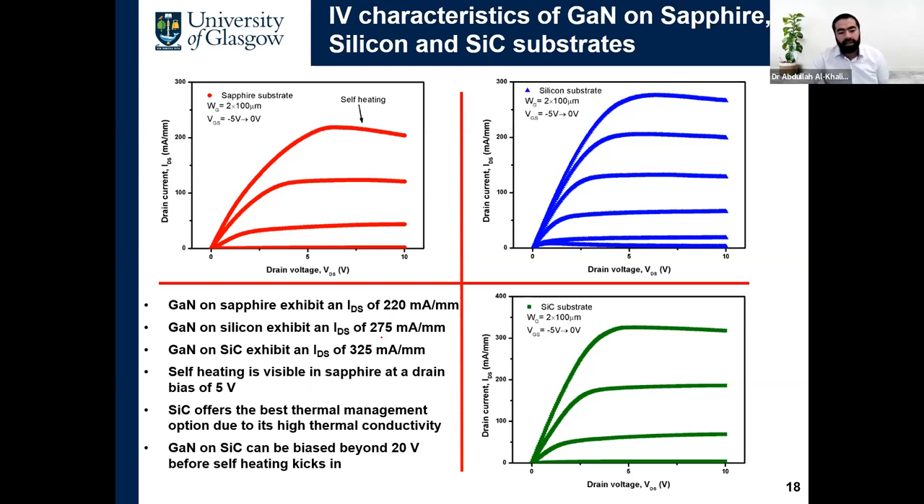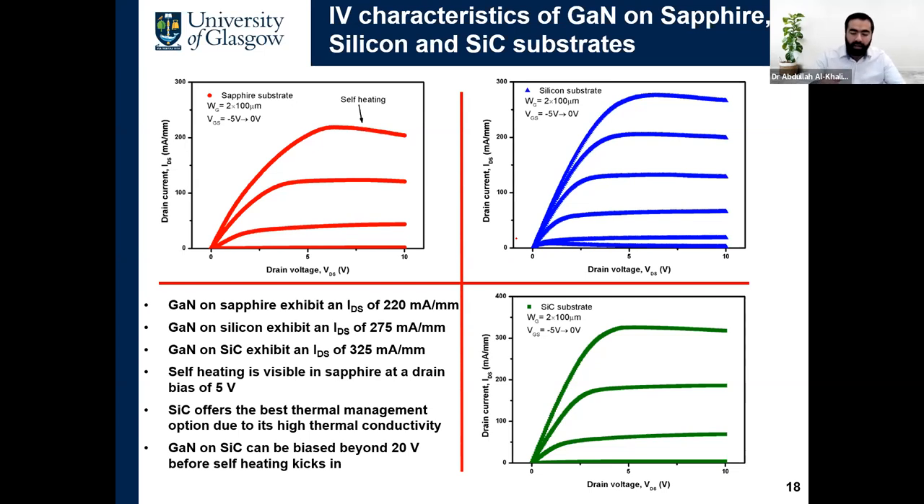On silicon, we get a slightly higher current density of 275 milliamps per millimeter. While for GaN on silicon carbide, as we expect, we get the highest current density of 325 milliamps per millimeter. The other difference between the wafers is not only the thermal conductivity, but also the lattice mismatch. Silicon carbide has a lattice mismatch to GaN of 3.1%, while sapphire has about 11%. Silicon is the worst, with 17% lattice mismatch between GaN and silicon.